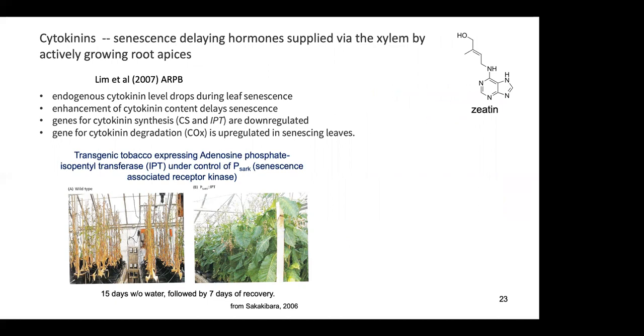Cytokinin levels drop, all right? If you can increase cytokinin content with the sprayer, I'll show you another example, a molecular approach, you can delay senescence. That is easily done. The genes for cytokinin synthesis, cytokinin synthase and adenosine phosphate isopentenyl transferase, are downregulated during senescence. And the gene for cytokinin degradation, cytokinin oxidase, is upregulated. So it's pretty obvious what's happening. The plant has, once this process has started, decreased the capacity for cytokinin content to be maintained in those leaf structures, and they will continue to senesce.